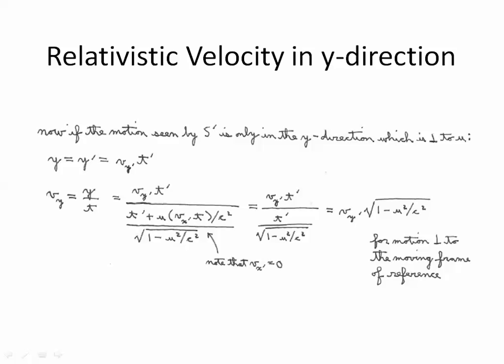There is a common factor of t prime in the numerator and denominator. The expression square root of quantity 1 minus u squared divided by c squared flips up into the numerator, and we have the simple result as shown.